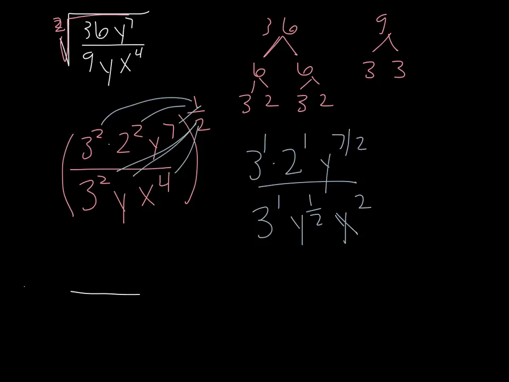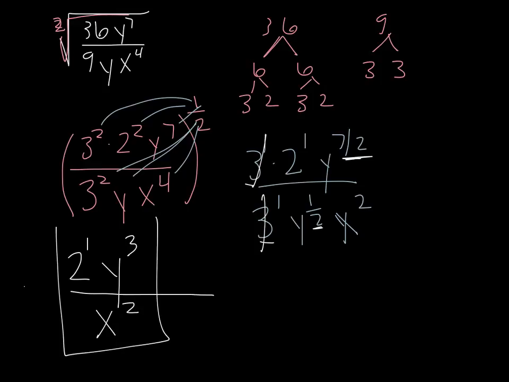Then, when I simplify, I look for the same bases. My 3's are the same base. They completely cancel because they have the same exponent. My 2 base doesn't have anything to cancel out with. My y's, I have more y's on top, so my y's are going to remain on top, and then I have to subtract my exponents. 7/2 minus 1/2 would give me 6/2, which is the same thing as 3. And my x stays on the bottom. Right here, this would be my final answer.